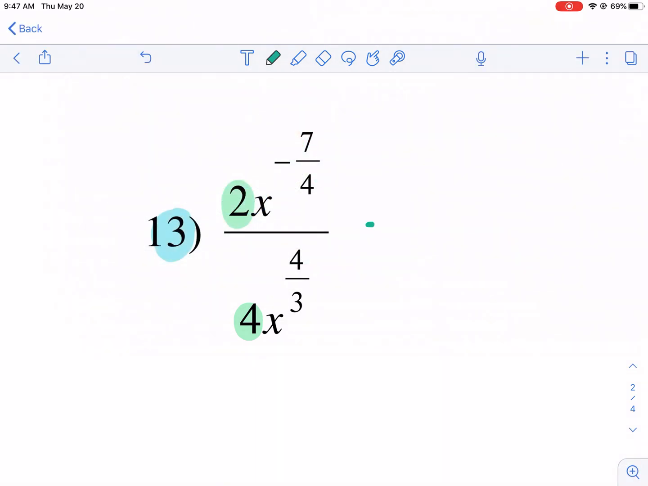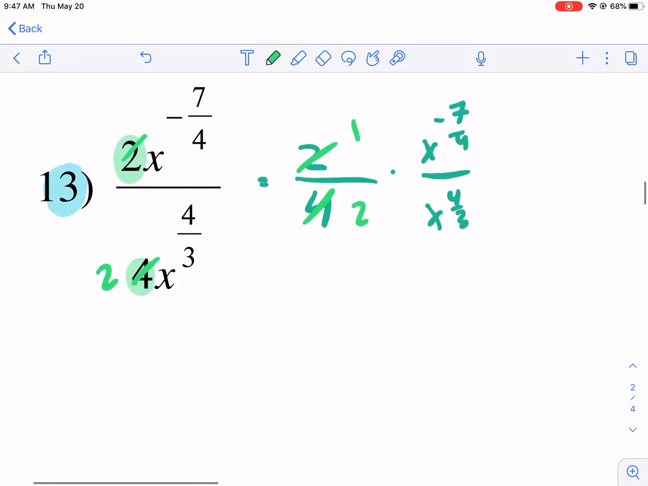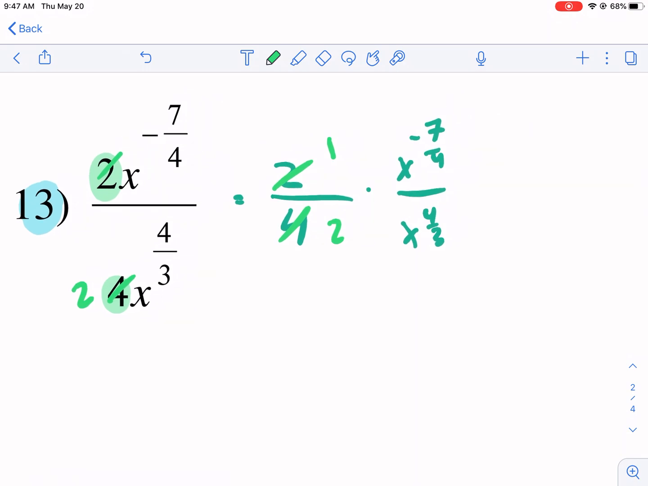We could rewrite it even as 2 over 4 times x to the negative 7 over 4 over x to the 4/3. We could do that, okay? And then this is easier to see that it simplifies to 1 over 2. We could cancel this with that and write a 2. And that would be pretty simple, and then we're ready to move on to a little bit tougher part.